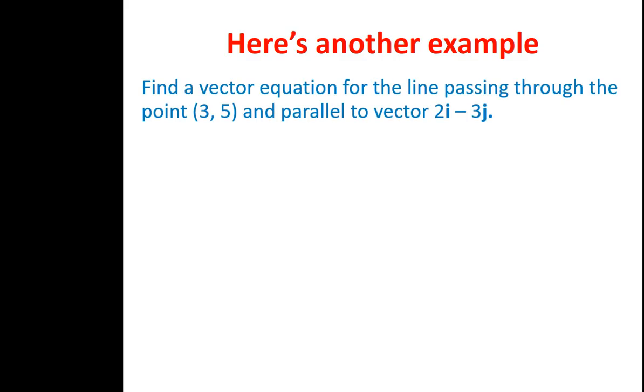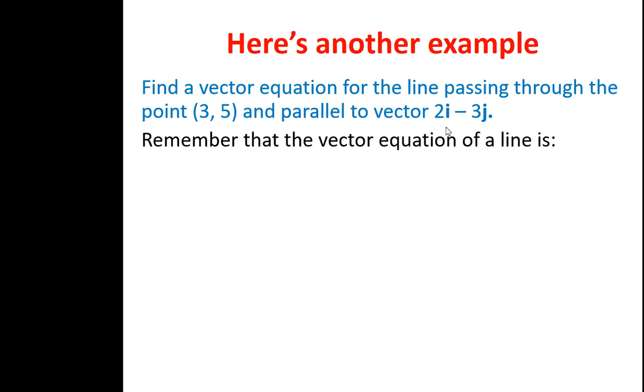So here's another example. Find a vector equation for the line passing through the point (3, 5) and parallel to vector 2i plus 3j. Because it's parallel, that might help us to work out what the direction vector is.